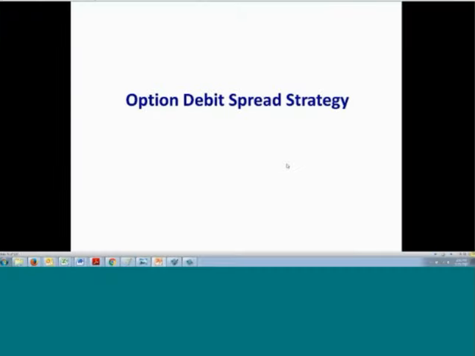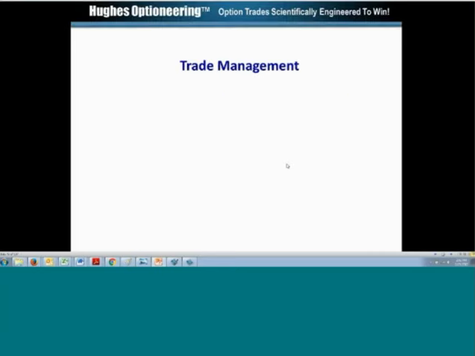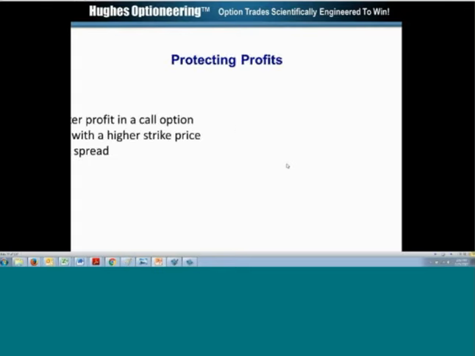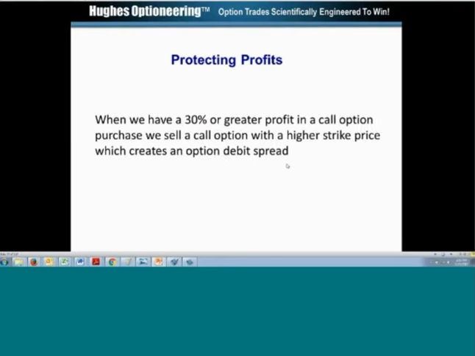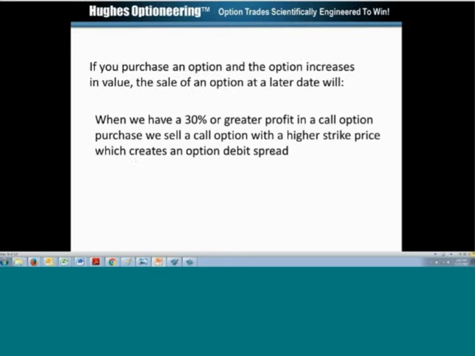So let's look at our next strategy, the option debit spread strategy. Once we enter a call option trade, we use trade management rules. And one of those rules is to use options to protect our profits when we have a winning trade. So if we have a 30% or greater profit in a call option, then we'll sell to open a call option with a higher strike price, which creates an option debit spread and helps protect our profit.